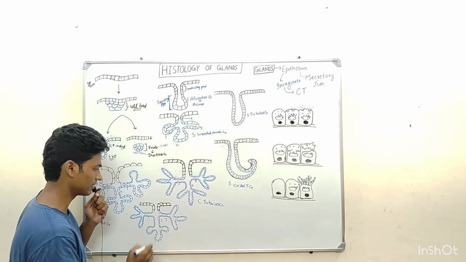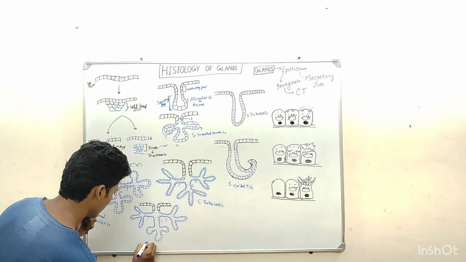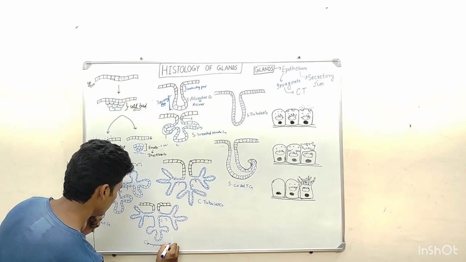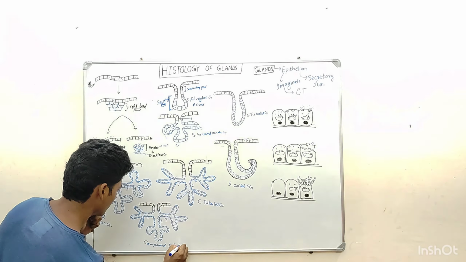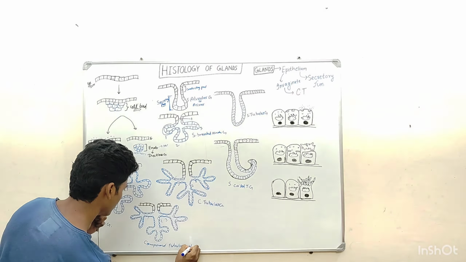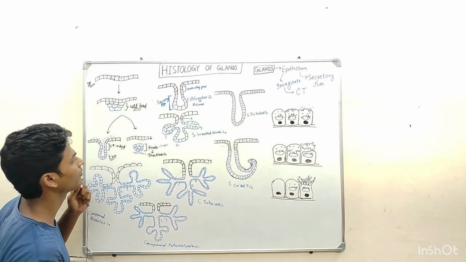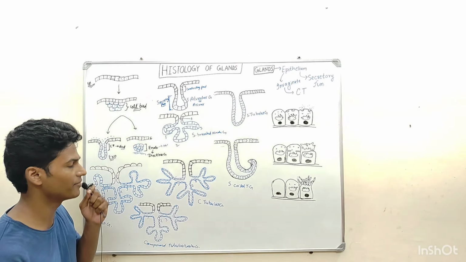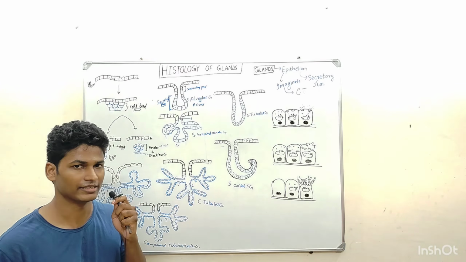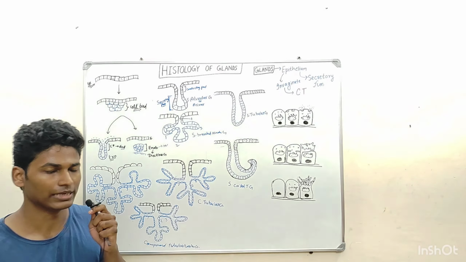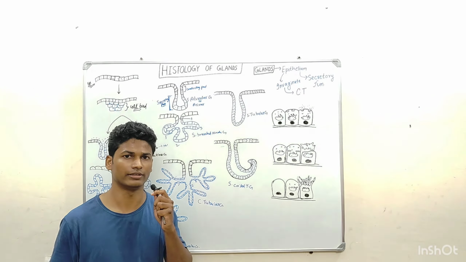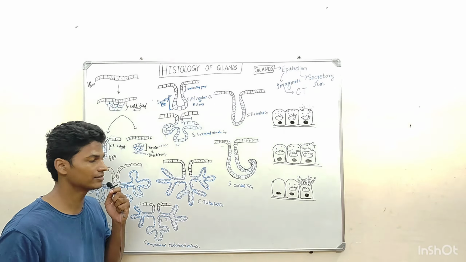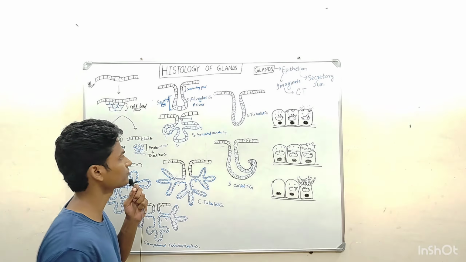more than one duct, and that's why it is called a compound tubuloalveolar gland. So on the basis of number of ducts, glands are divided into two parts. If the gland has only one duct, then it is called a simple gland. If the gland has more than one duct, it is called a compound gland.